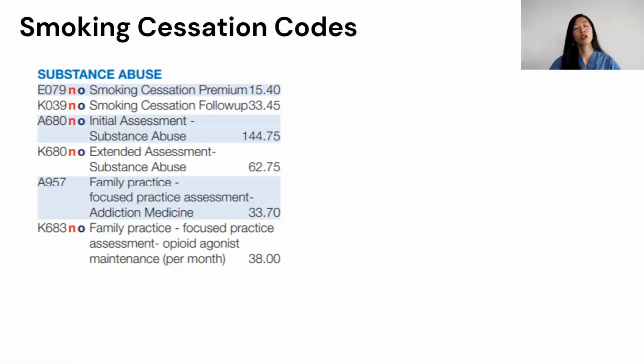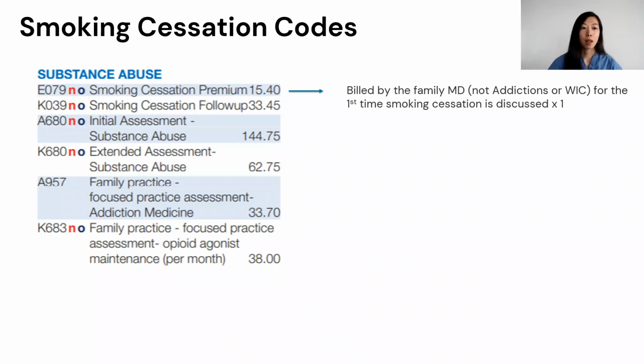Okay, smoking cessation codes. So the E079 is a very common one that family doctors will bill. And just remember, this is billed by the patient's family doctor, not if you saw a patient in a walk-in clinic, not if you're in an addictions clinic like me. I wouldn't bill this. I save it for that patient's family doctor to bill, just out of common courtesy. And this is for when smoking cessation is discussed with a patient for the first time.